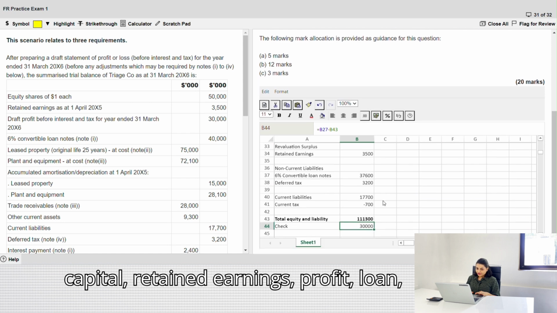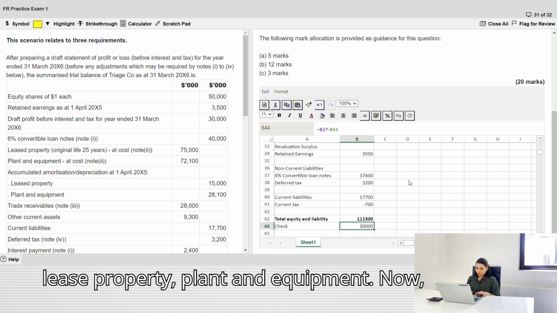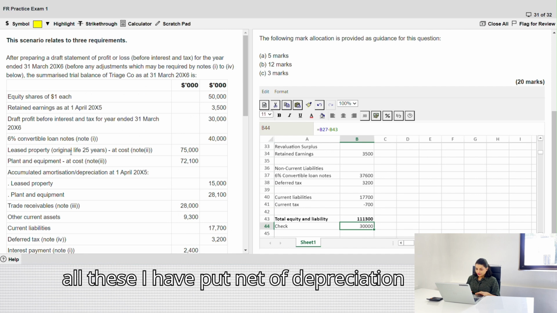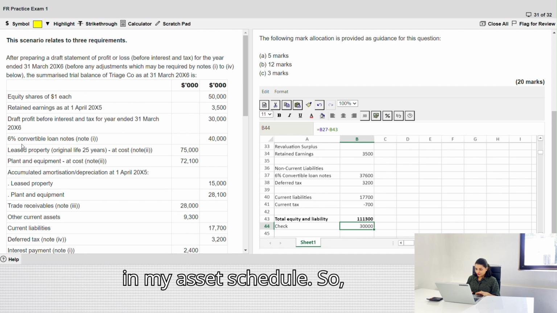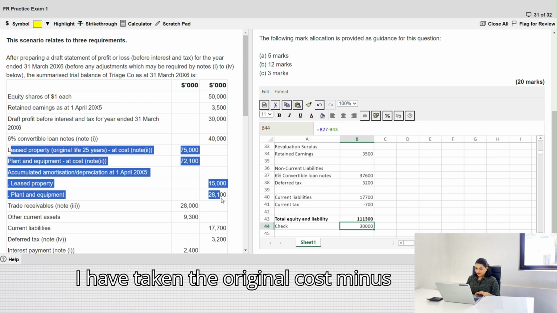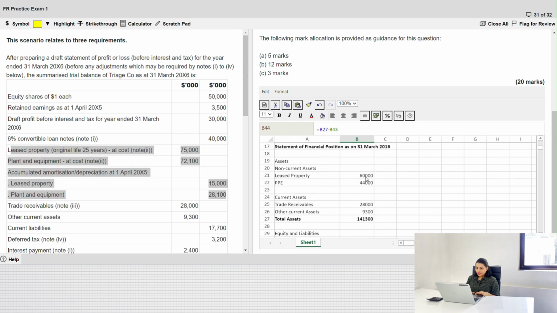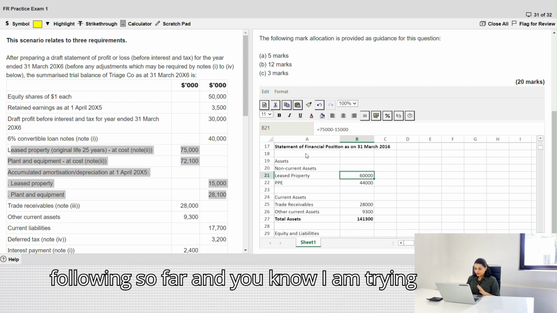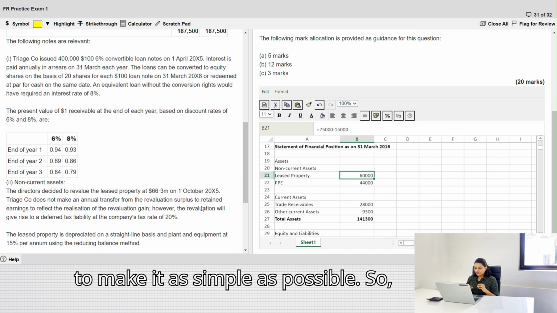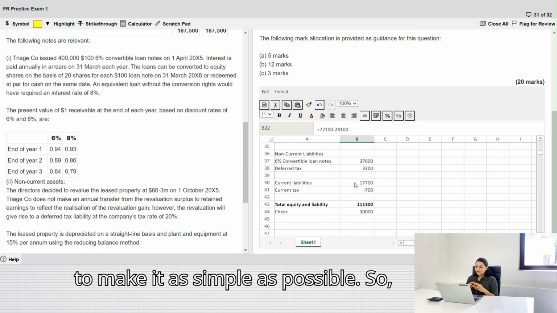Your share capital, retained earnings, profit, loan, lease, property, plant and equipment. Now all these I have put net of depreciation in my asset schedule. So I have taken the original cost minus depreciation and this is what I have put. I hope you're understanding and you're following so far and I'm trying to make it as simple as possible.